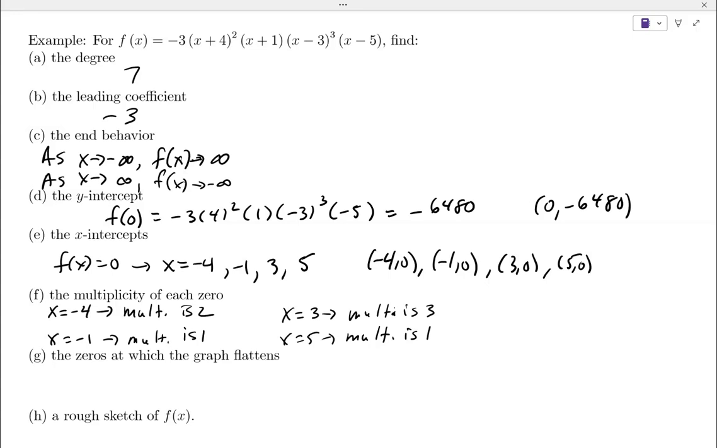There's two things that the multiplicity tells us. The first one is whether or not the graph flattens. What about the multiplicity tells you whether or not the graph flattens? We talked about that last time. If it's greater than 1, it flattens, right? So where are the multiplicities greater than 1? It's not a trick question. Where are the multiplicities greater than 1? Yeah, the 2 and the 3, right? So where are the zeros that it flattens?